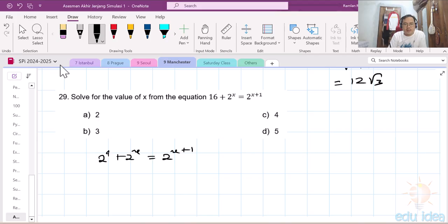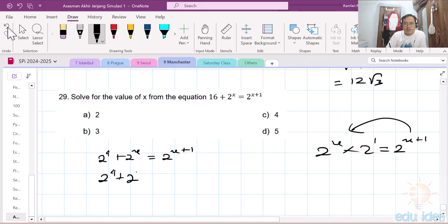We can split this 2, right? So that becomes 2 to the power of x and then times 2. We know that if I have 2 to the power of x times 2 to the power of 1, that'll be 2 to the power of x plus 1. We can just add them together. I can actually go the other way around, right? So I can rewrite that as 2 to the power of x times 2 to the power of 1. That's just 2.